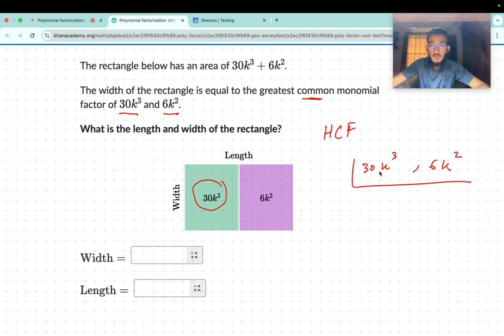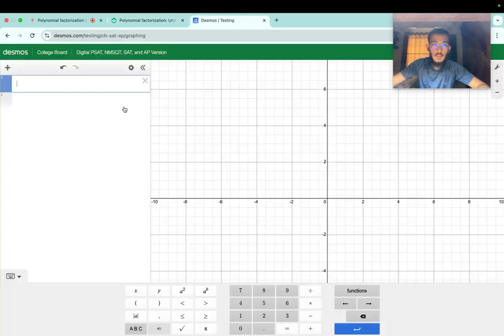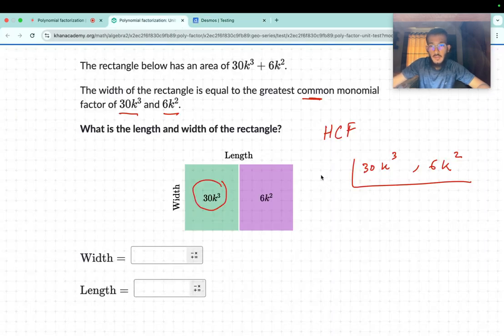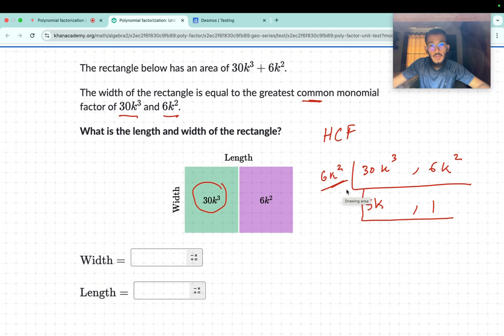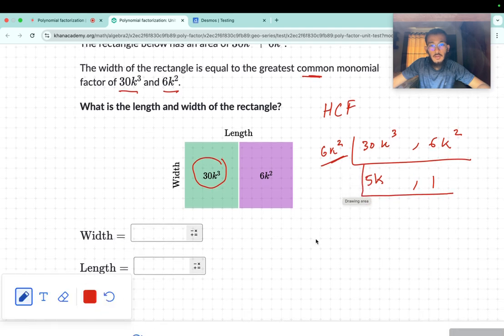Sorry, 6k squared. So if we take out 6 from 30, we are left with 5. That's easy. So we can take out 6 and k squared. We're left with only k here, 5k. So 5 times 6 is 30, k cubed, and we're left with 1. So the highest common factor is 6k squared. So this is the width, 6k squared.